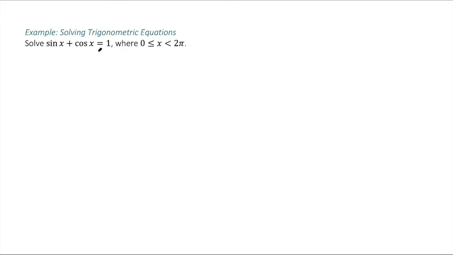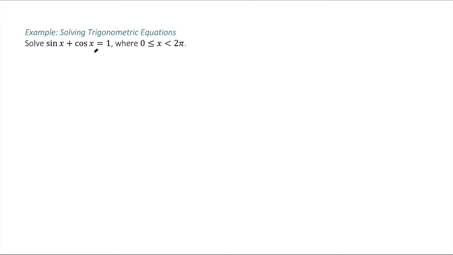Now, looking at this, it's pretty tricky because I don't see any factorings that are going to happen here. And I don't really know of any identities that I'm going to be able to use because I don't have a sum or difference identity that has a sine plus a cosine. So I'm going to have to be a little bit more creative.